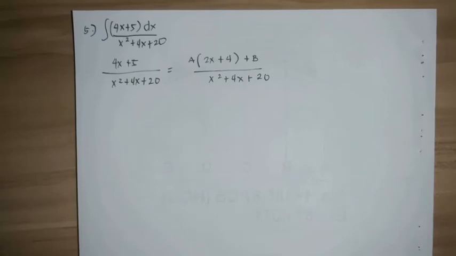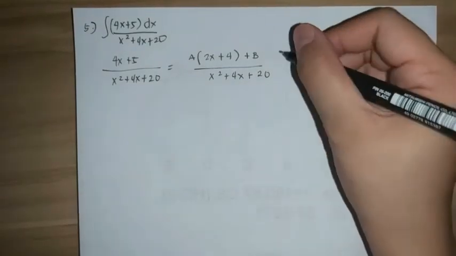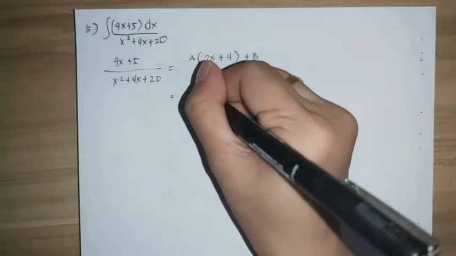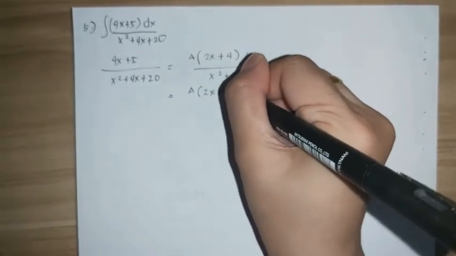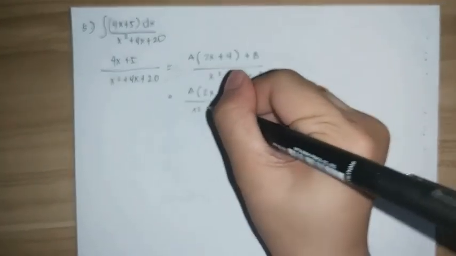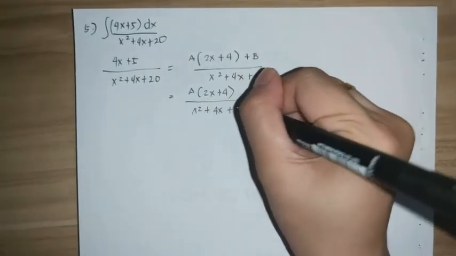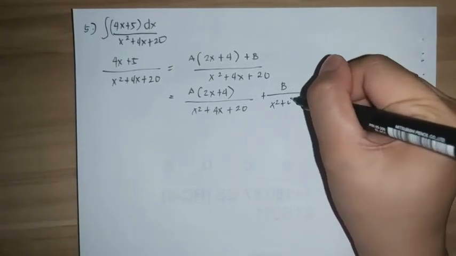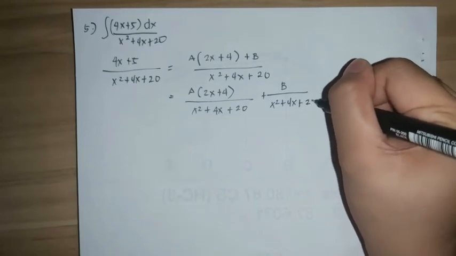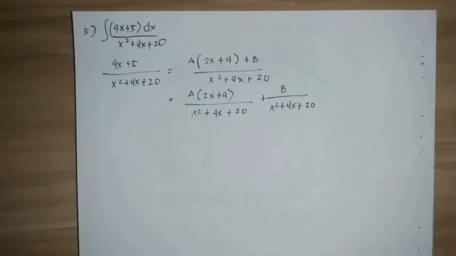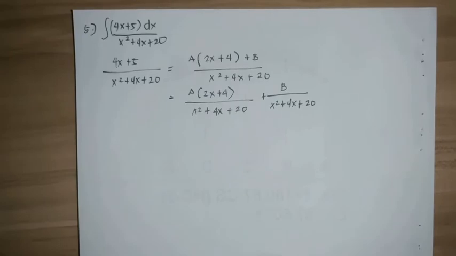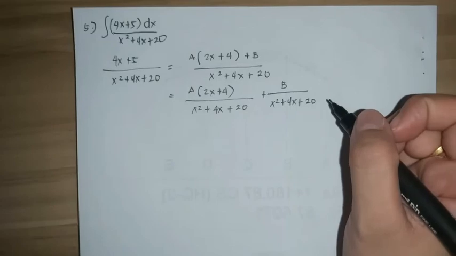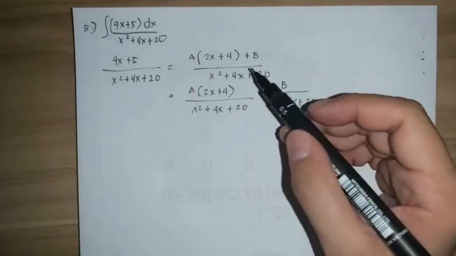But we could still separate this one. For each term we have (2x + 4) over x squared plus 4x plus 20, plus B over x squared plus 4x plus 20. Now, with this, we could solve for the values of A and B.